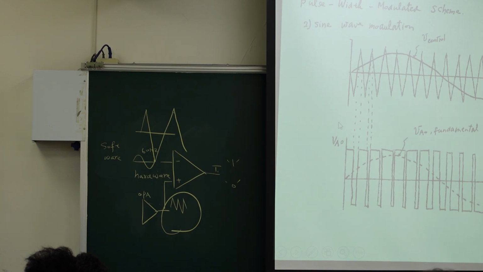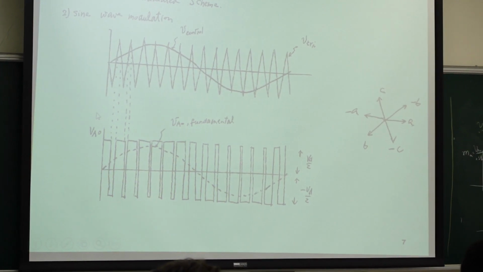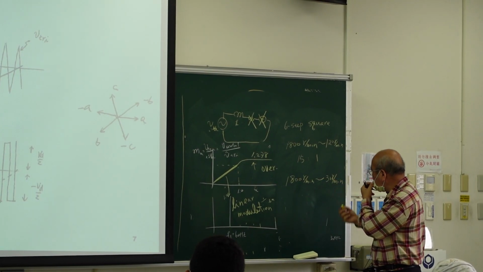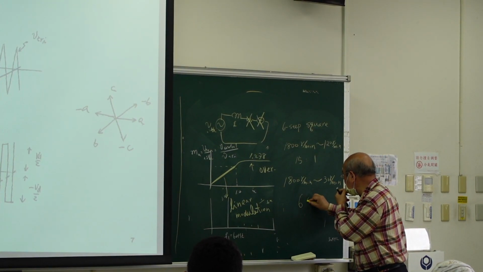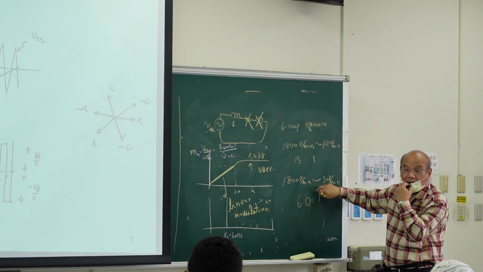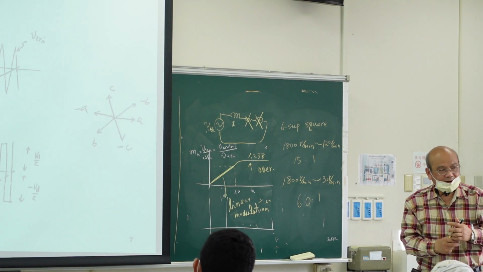If you change to sinusoidal modulation, then what is your maximum speed? The same. What is your minimum speed? 30 RPM. So what is the improvement? 60 to 1. So which one is better? This one, right? It is better.